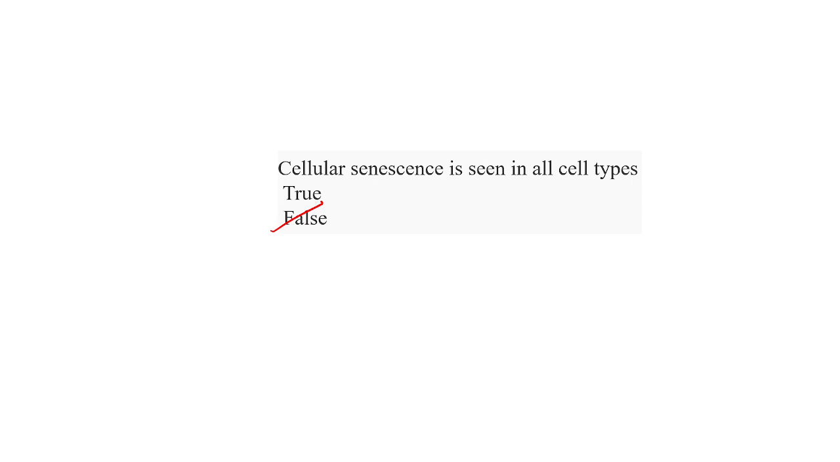Because we have already studied that cellular senescence is not seen in germ cells, few of the stem cells, and tumorous cells. Tumorous cells, do they show cellular senescence? No, they do not show cellular senescence because they have infinite activity of the telomerase enzyme. And your germ cells, do they show cellular senescence? No, because they have telomerase enzyme. So cells where the telomerase activity is switched on, their cellular senescence is not seen. For example, your tumorous cells, your germ cells, and few of your stem cells.